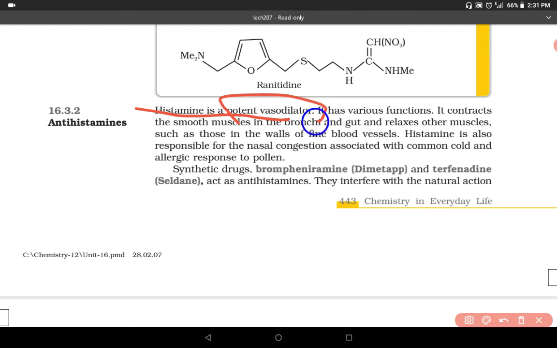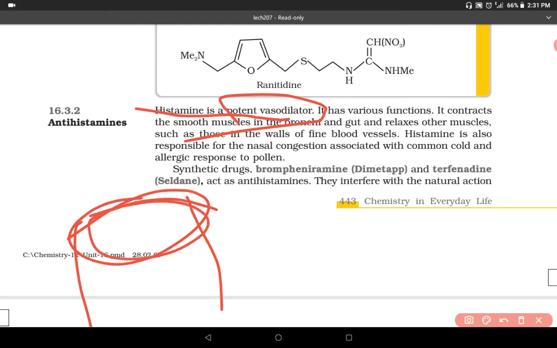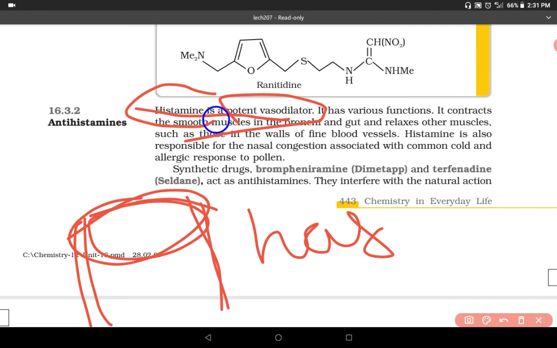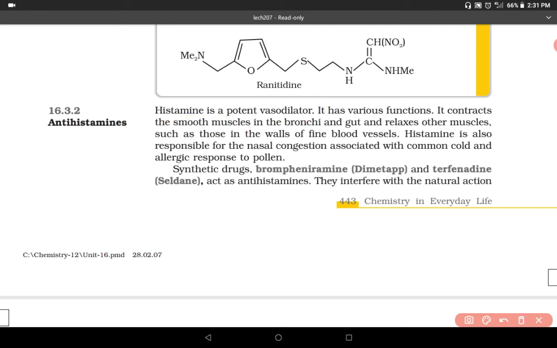What is meant by potent vasodilator? When the blood pressure increases, the valence of blood vessels has to be improved, and this is done by histamine. So it is called a potent vasodilator. That is explained in these sentences.